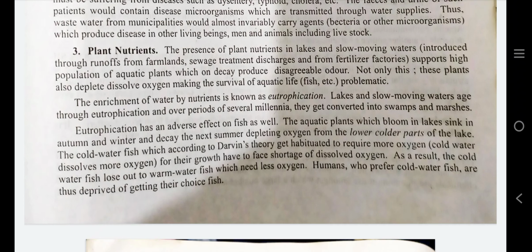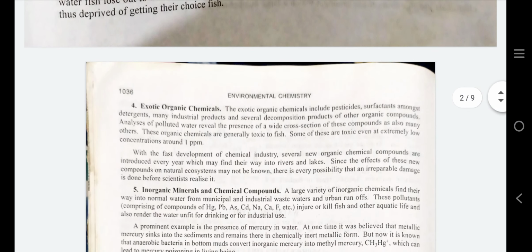The aquatic plants which bloom in lakes sink in autumn and winter and decay the next summer, depleting oxygen from the lower, colder parts of the lake. The cold water fish, which according to Darwin's theory get habituated to require more oxygen for their growth, have to face shortage of dissolved oxygen. As a result, the cold water fish lose out to warm water fish which need less oxygen. Humans who prefer cold water fish are thus deprived of getting their choice fish.